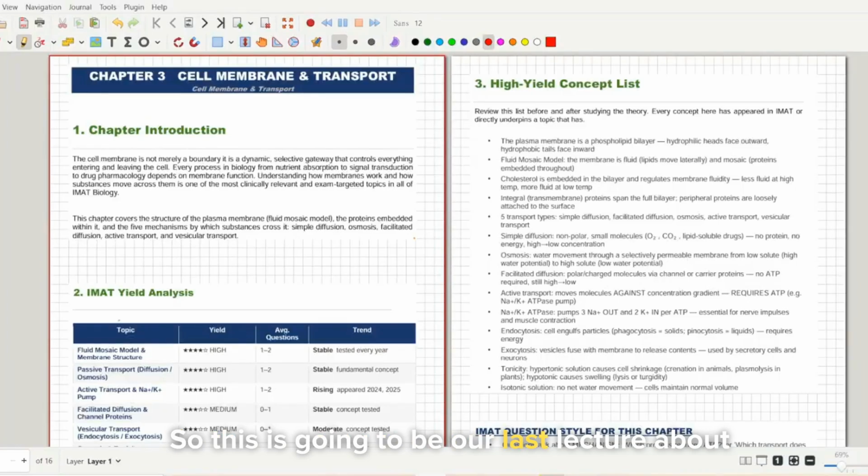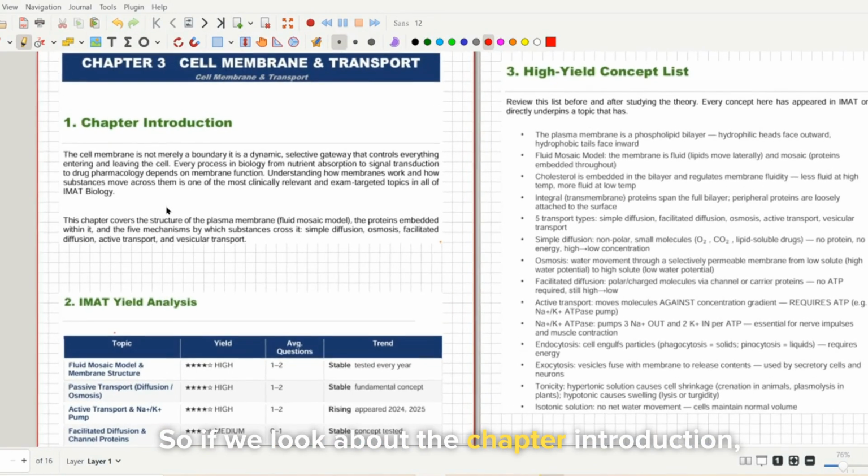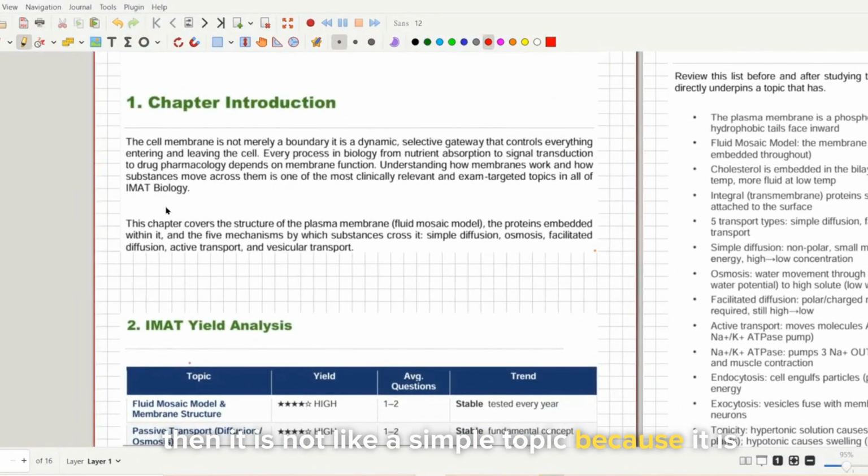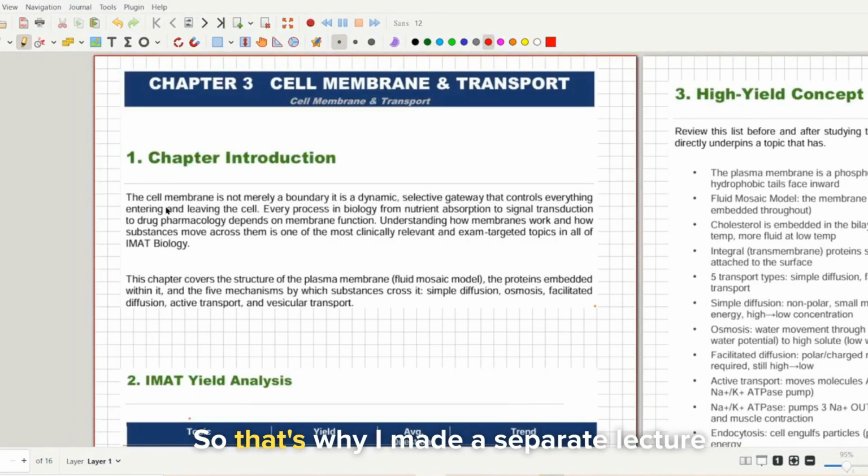So this is going to be our last lecture about this chapter, that is about cell. We will discuss the cell membrane and its transport in this chapter. If we look at the chapter introduction, it is not a simple topic because it is really important. That's why I made a separate lecture specifically for this topic.